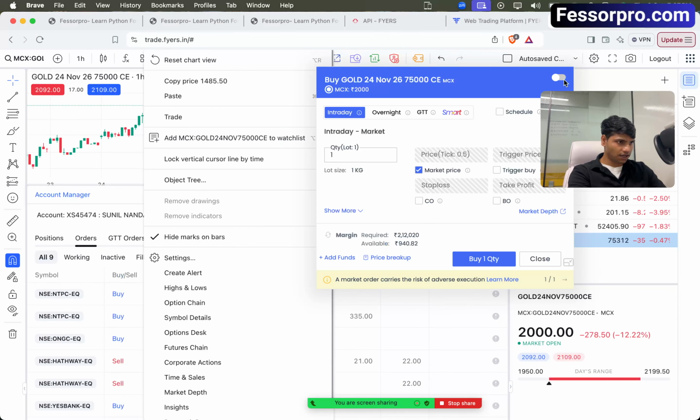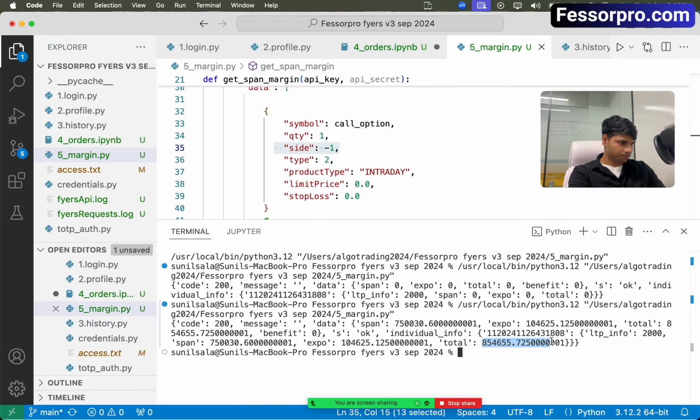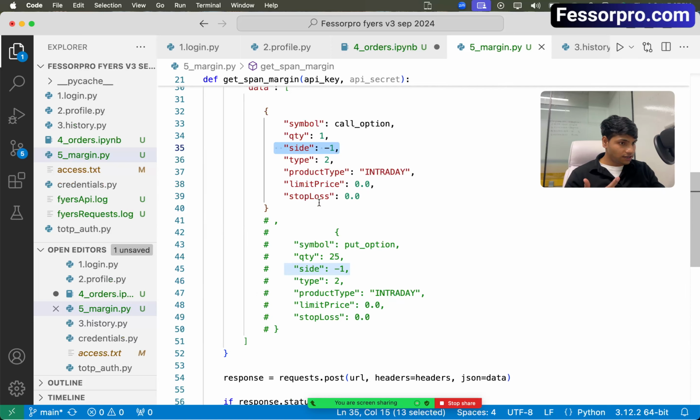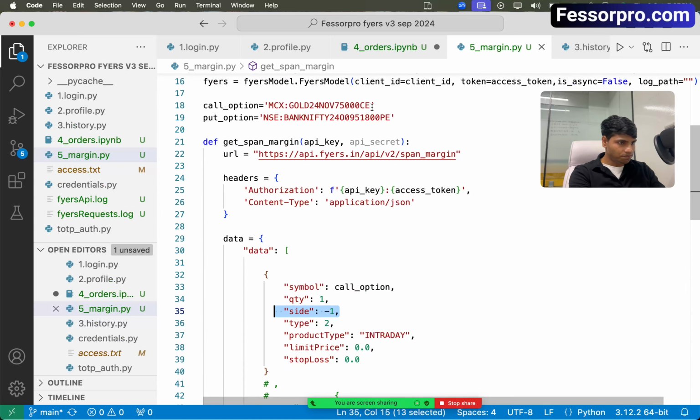The same you see here. If I click on sell, 8,54,000, the same number you're getting here. Okay. So usually when you sell, you need more margin. If you buy, you don't need much margin. Okay. Now let's say I want to sell this option, and similarly, I want to sell a put also.